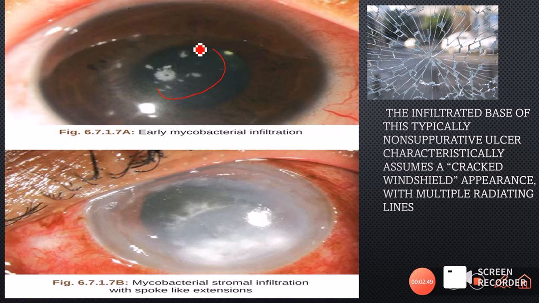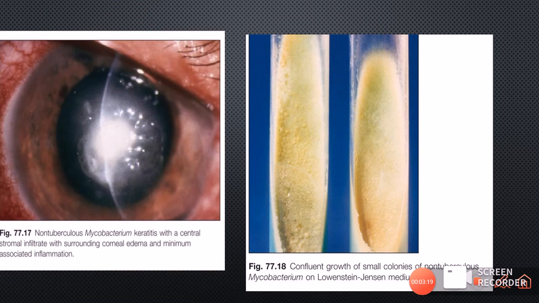So have a look here. This is the early mycobacterial infiltration. Just look at this, it's a very dry infiltrate. The surrounding cornea does not look very severe, and you can see certain spoke-like satellite lesions also. Similarly here you can see mycobacterial stromal infiltration with spoke-like extension. One spoke, second spoke, third spoke. So it looks like a cracked windshield appearance. It is typically non-suppurative and characteristically assumes a cracked windshield appearance with multiple radiating lines.